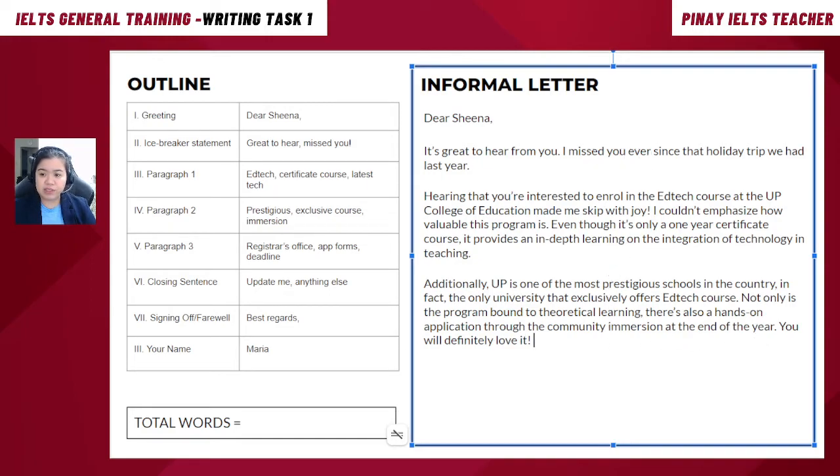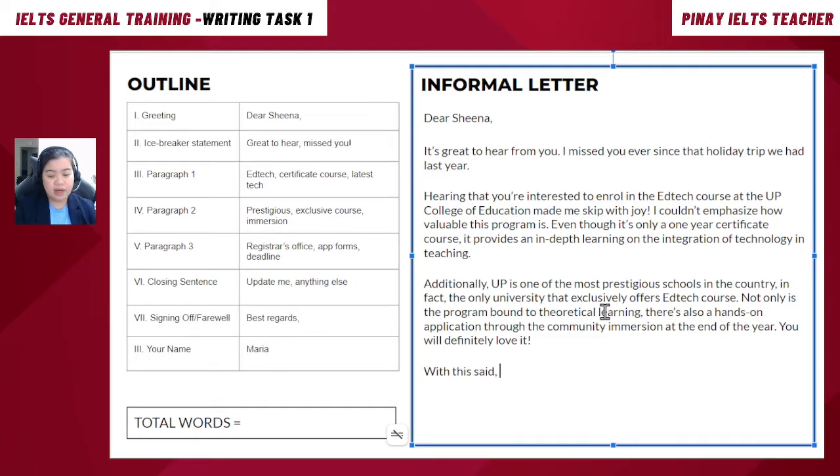I missed you ever since. So these are the personal touches that you don't want to lose in your informal letter, right? Stuff like made me skip with joy, I missed you, you definitely love it. You have to keep these personal touches to keep it with the tone that it is informal. Okay, let's go to the last paragraph.